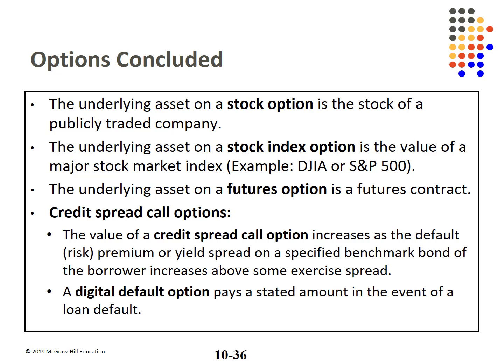Credit spread options are a bit complicated. The value of the option increases as the default premium or yield spread between a benchmark bond increases above some exercise spread. Got that? A digital default option pays a stated amount in the event of a loan default.